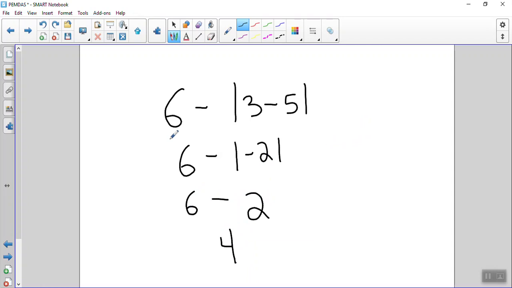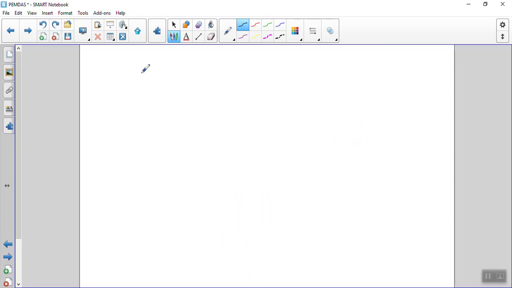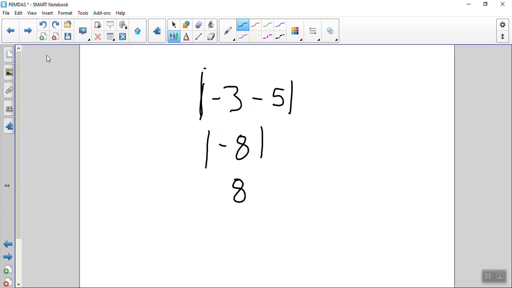One more time. Do inside the absolute value first. So in this problem, negative 3 minus 5, the absolute value of negative 3 minus 5, you do inside. Negative 3 minus 5 is negative 8. And the absolute value of negative 8 is 8. Alright.